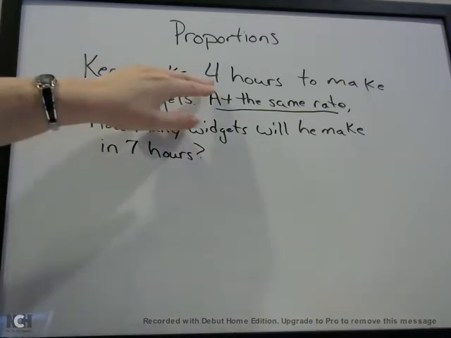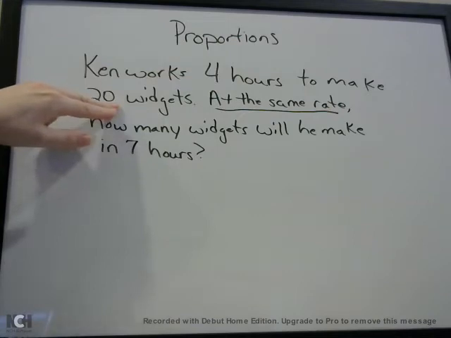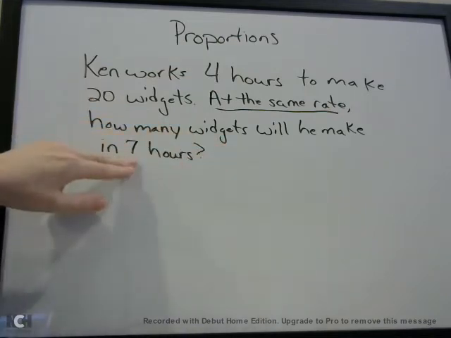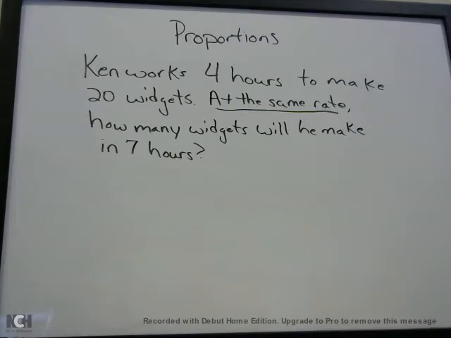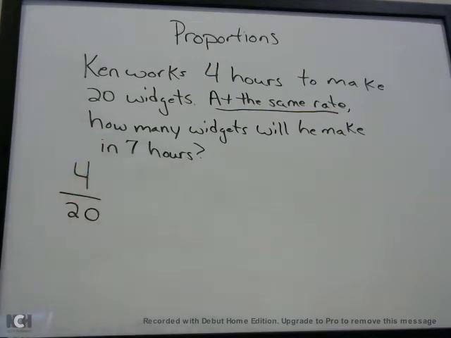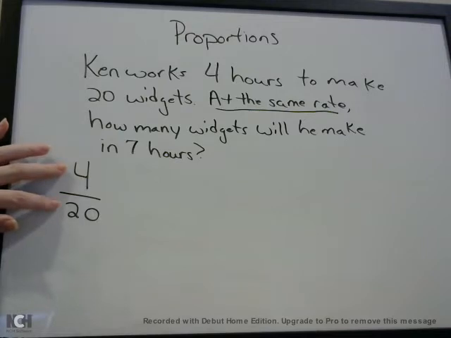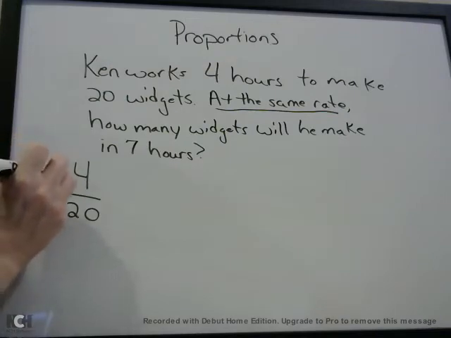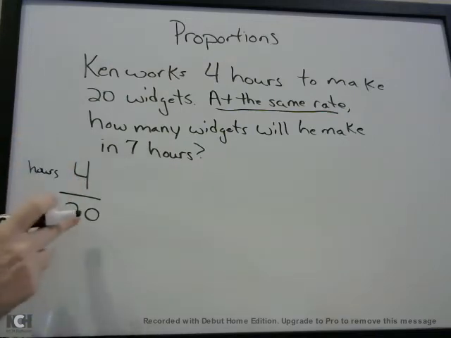So he's working 4 hours and he's making 20 widgets. How many widgets can he make in 7 hours? The way you're going to set this problem up is in fractional form. You look at the first sentence: Ken works 4 hours to make 20 widgets. You just set it up as a fraction. Remember, this is a ratio, but we're going to write it in fractional form. It doesn't matter which one you put on top or which one you put on the bottom, but you have to be consistent throughout the problem. So here we put the 4 on top, the number of hours, and we put the 20 on the bottom, the number of widgets.